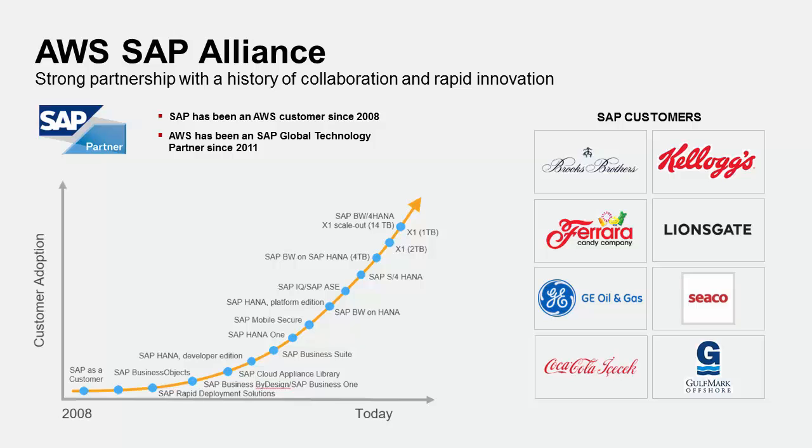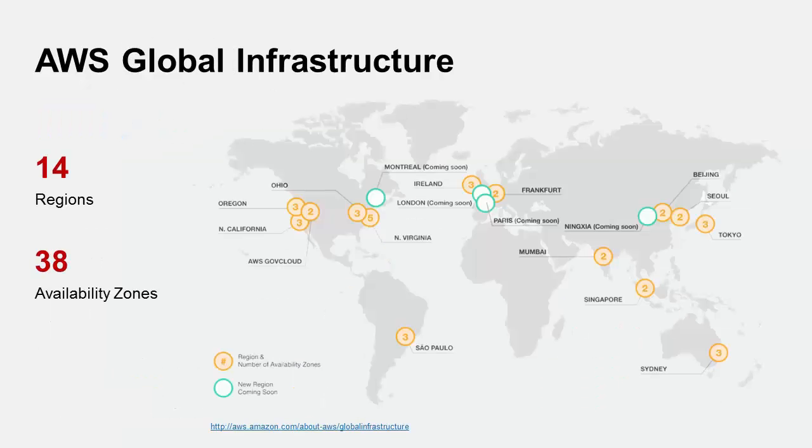And in early 2011, AWS became an SAP Global Technology Partner. And since then, we have worked closely with SAP to certify our platform for SAP Solutions and work jointly on various offerings. On the right are an example of a few of our SAP customers running production on AWS. We have many more published case studies, which are on our website, which we will share a link to at the end of the presentation.